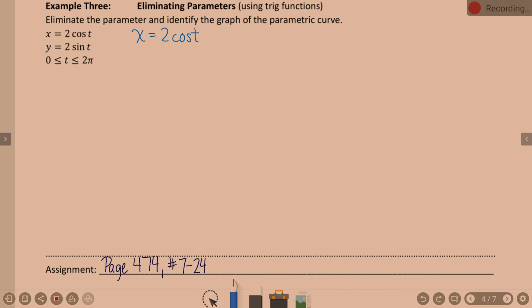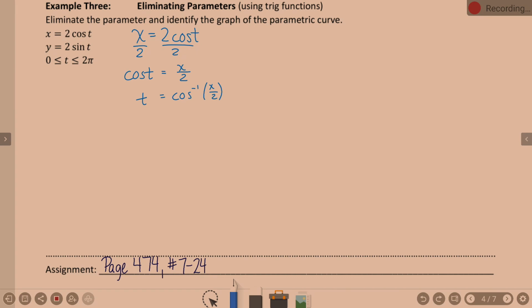First of all, we need to get cosine t by itself. So we would divide by 2. Then I'm going to flip sides. Cosine t is equal to x over 2. How do we solve for t? Inverse. Technically, if we want to have t equals, it is cosine inverse of x over 2. Nice, huh? Not really.